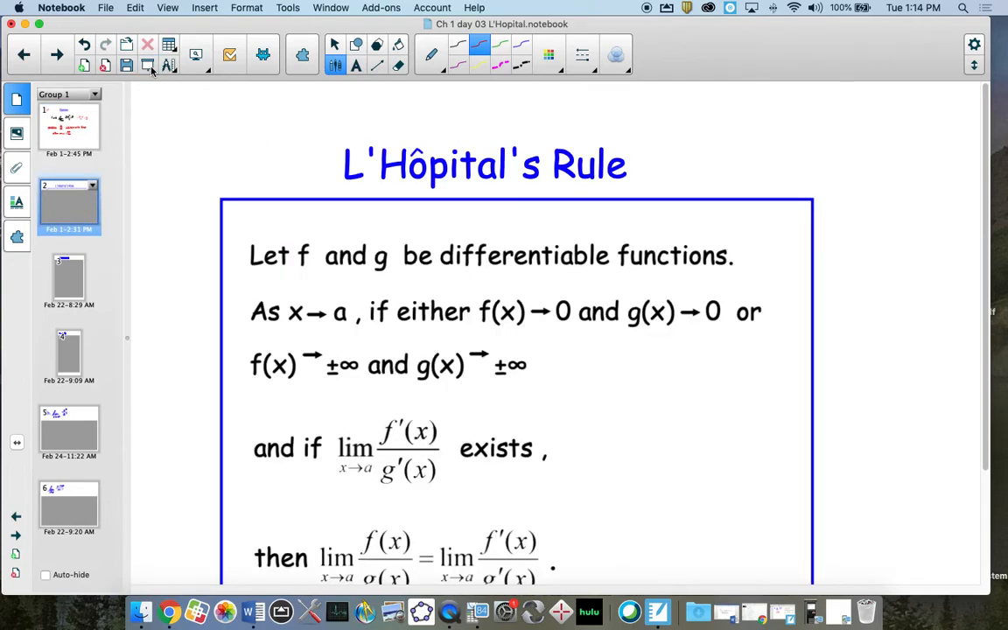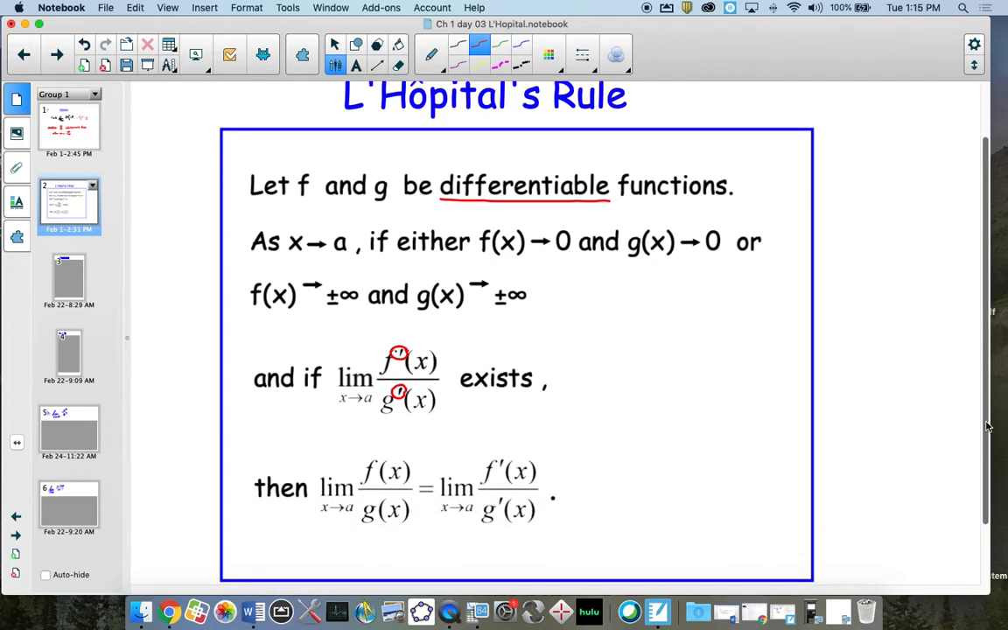So L'Hopital came up with this rule, and he said if we have two functions f and g and they're differentiable, which means they have derivatives, as x approaches a, if either both the functions approach 0, or they both approach positive or negative infinity, and if the limit of their derivatives exists, then it turns out that the limit of the original rational expression will be the same as the limit of the quotient of their derivatives.